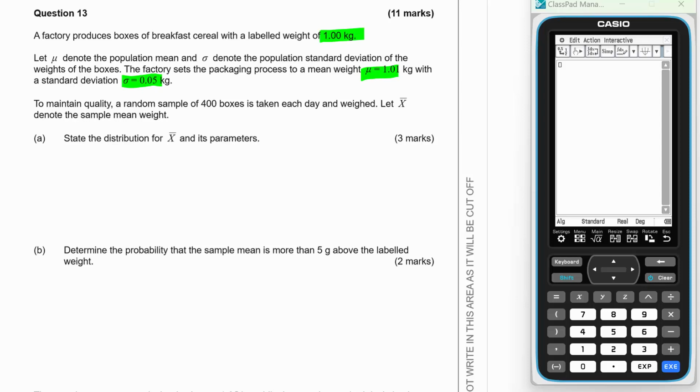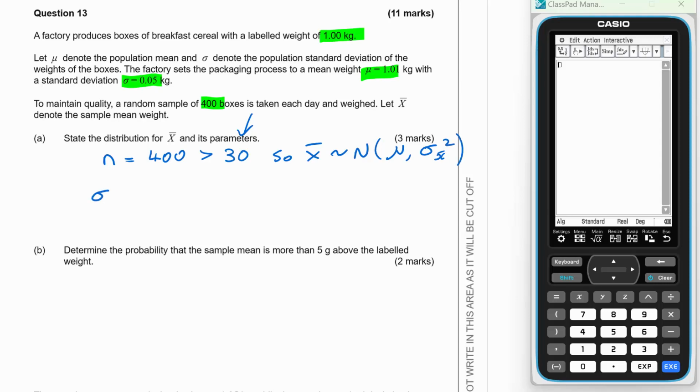To maintain quality, a random sample of 400 boxes is taken each day and weighed. Let X bar denote the sample mean weight. We want to state the distribution for X bar and its parameters. Well, first of all, we should note that n is equal to 400. Being greater than our usual measure of 30, we can say that X bar is going to be a normal mu and sigma X bar squared.